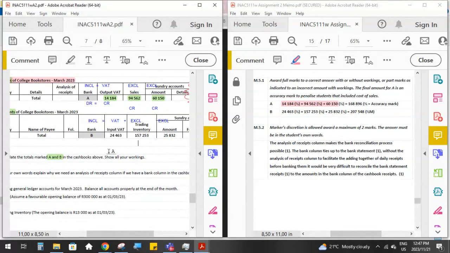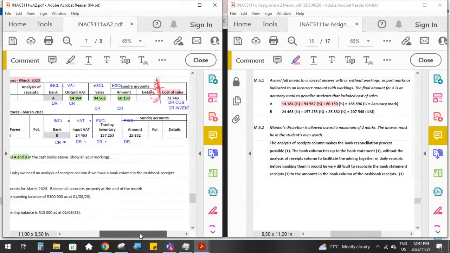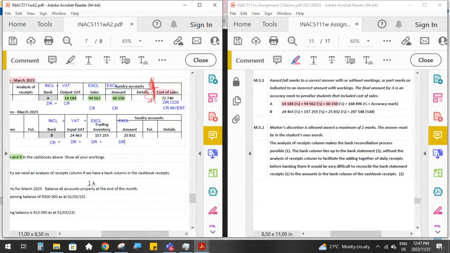This is cash book payments. So my bank account is decreasing. Bank account is getting a credit. That is input VAT. I'm claiming that back. So it's an asset, which is a debit. And I have purchased trading inventory. So trading inventory is increasing. It will get a debit. And whatever expenses I'm paying for, expenses get debits. Or if it's other assets that I'm purchasing, sundry amounts will also be a debit.